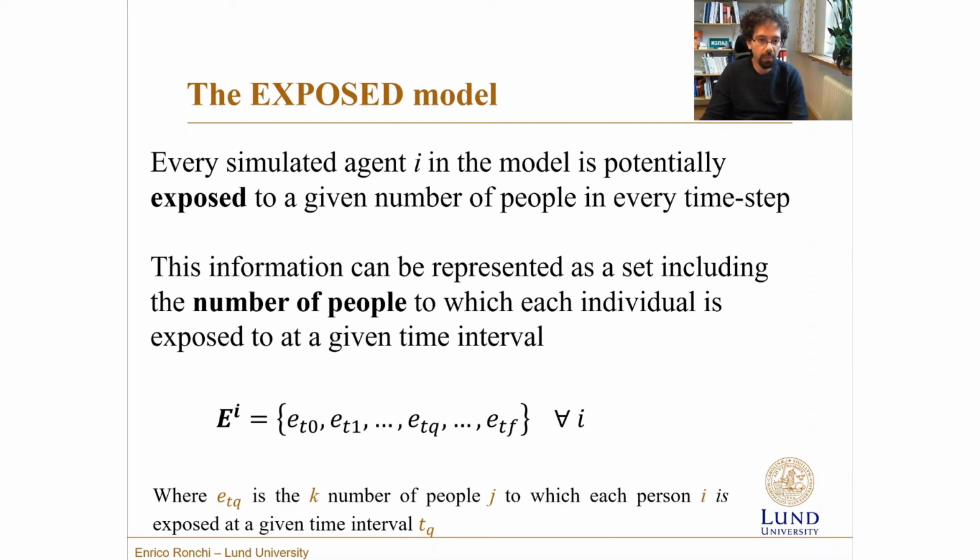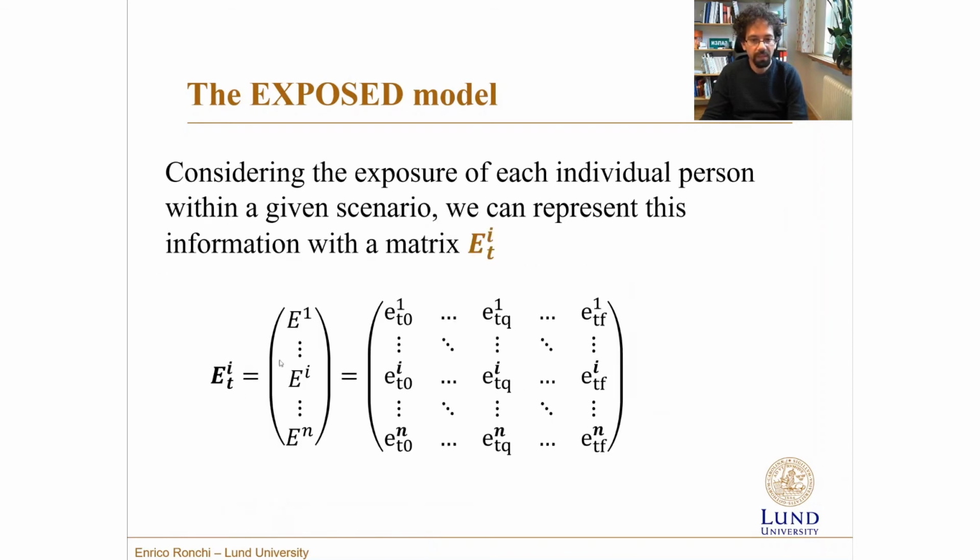it is potentially exposed to a given number of people. So we can get a set, including the number of people to which each individual is exposed at a given time interval. And starting from this set, since we have this information for each individual person, we can get a matrix. And this kind of matrix, it's pretty easy for an evacuation model to produce. So it's something that many microscopic evacuation models would be able to produce.